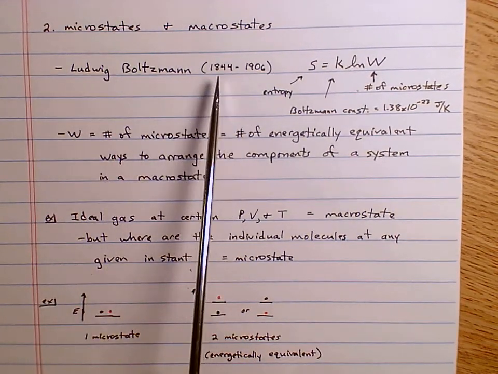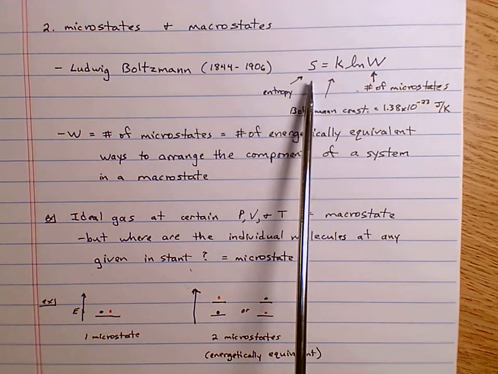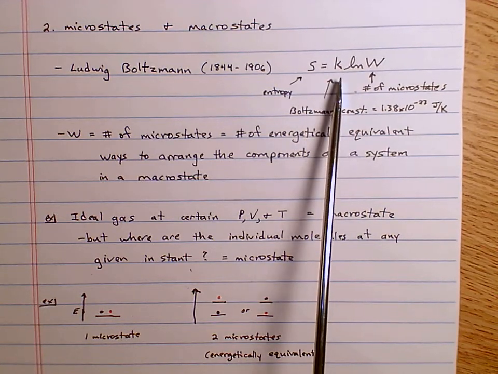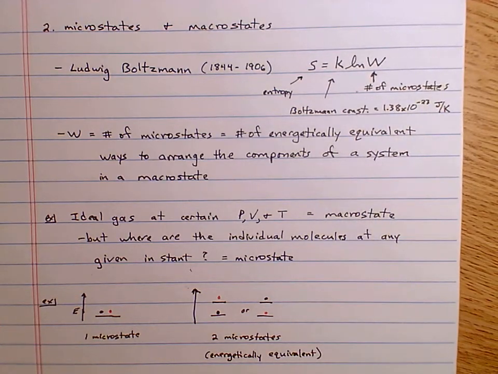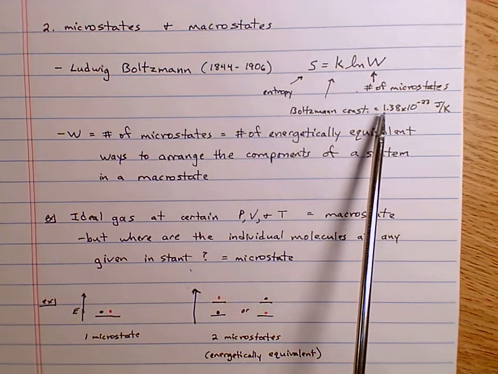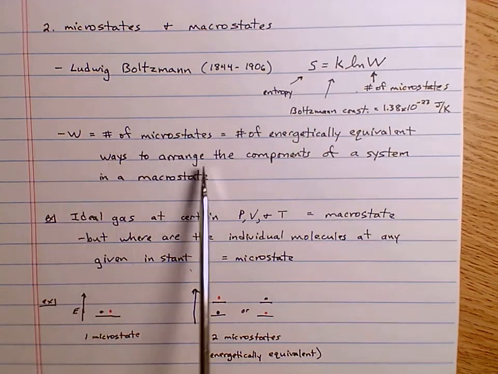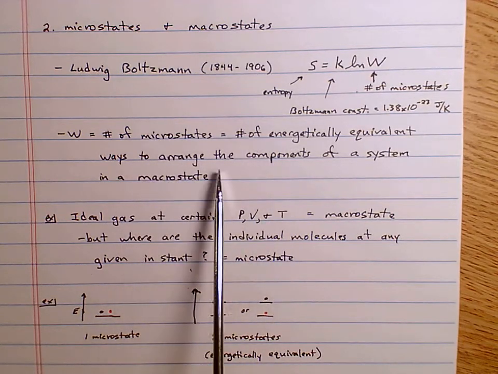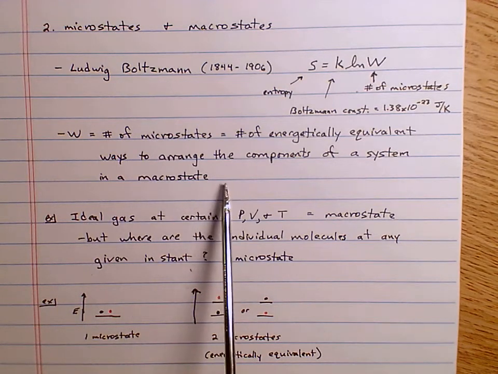Ludwig Boltzmann, 1800s to 1906, came up with this equation, as your book says. It's printed on his gravestone. The entropy equals the Boltzmann constant times the natural log of W, where W is the number of microstates. I'm not even going to make you worry about the Boltzmann constant. We're not going to do any of these calculations. But the number of microstates is simply the number of energetically equivalent ways to arrange the components of a system in a macrostate.